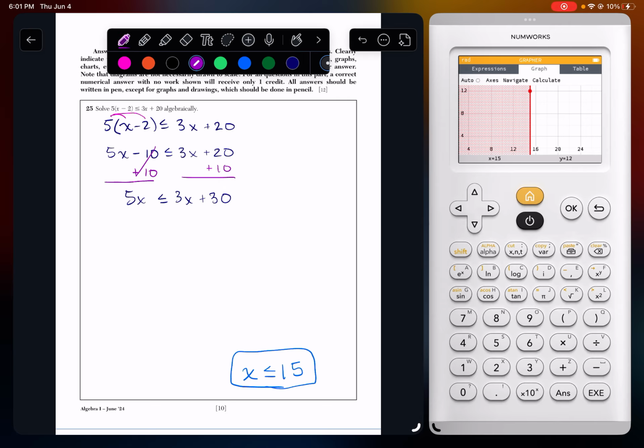I'm going to move all my linear terms to the left side. So I have my linear terms on one side, my constants on the other. So I have that 3x. I'm going to subtract it from the right, leaving me with 2x on the left expression, less than or equal to 30. And then finally, to finish this out, since I have 2x, I just want 1x. So I'm going to divide both sides of my inequality by 2, leaving me with x is less than or equal to 15.